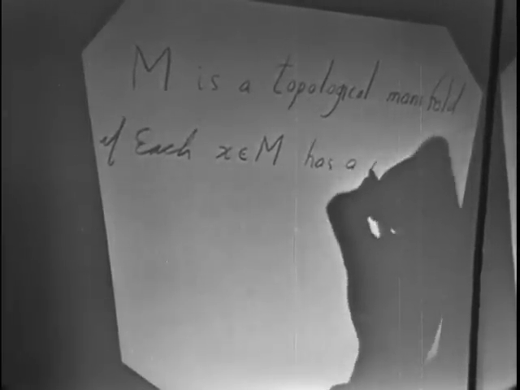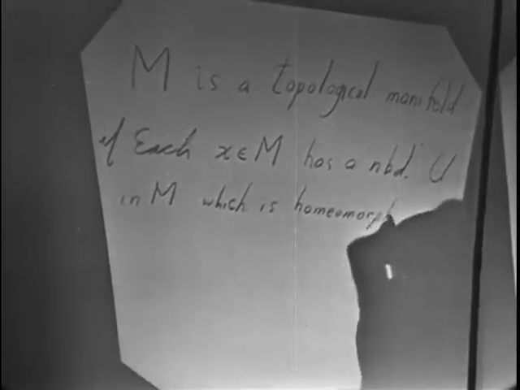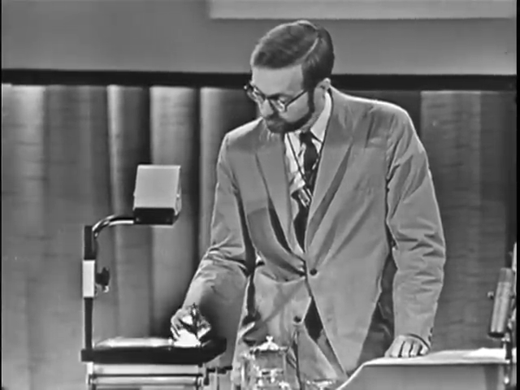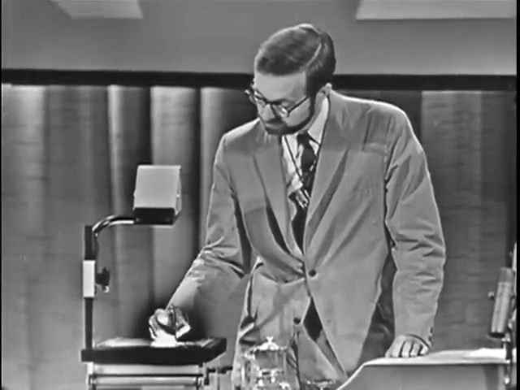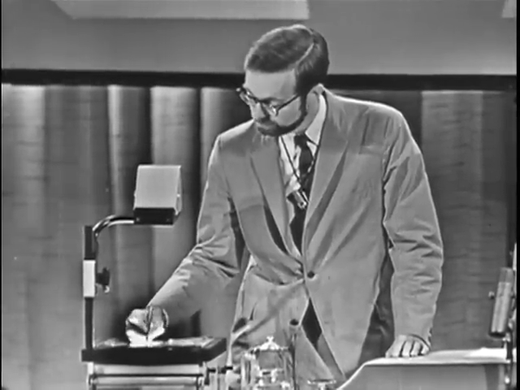So in this case, the definition comes out: each point x in M has a neighborhood U in M, which is isomorphic, and in this case isomorphism means homeomorphic, to an open set in the standard Euclidean space Rm.